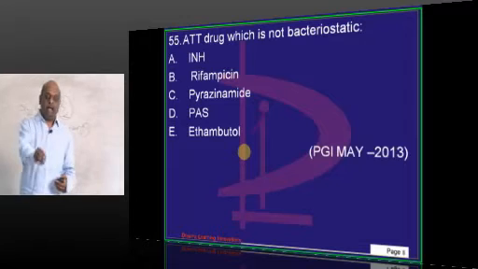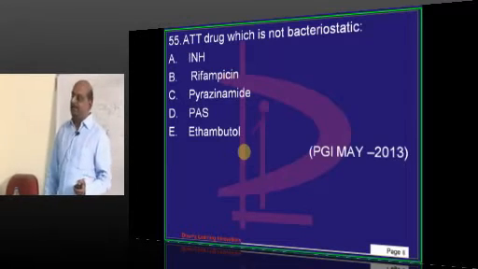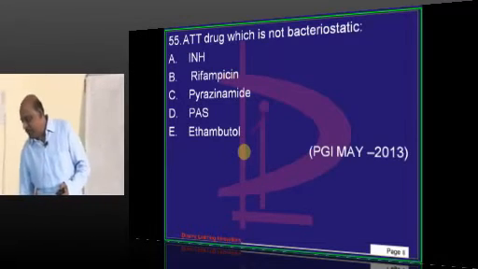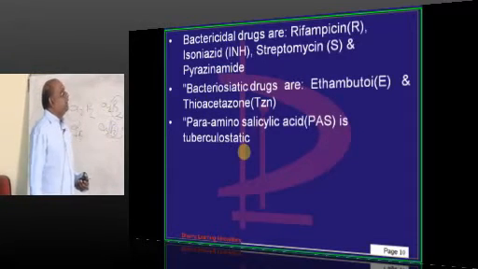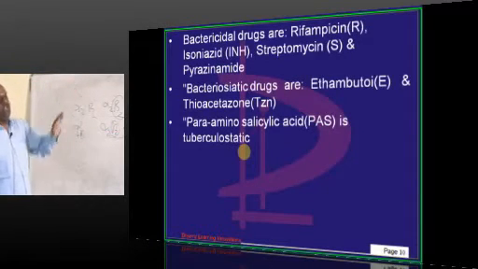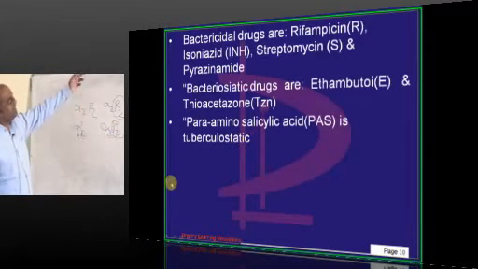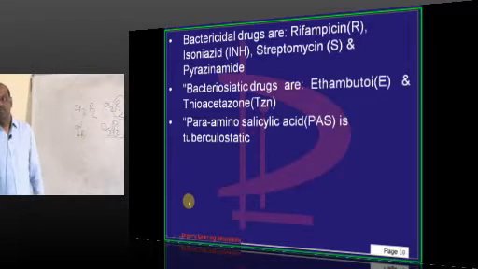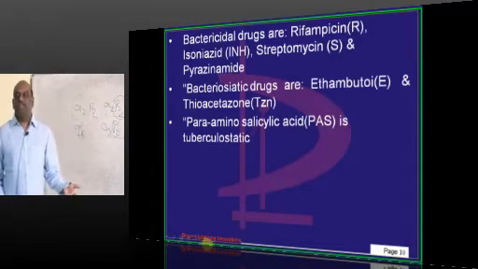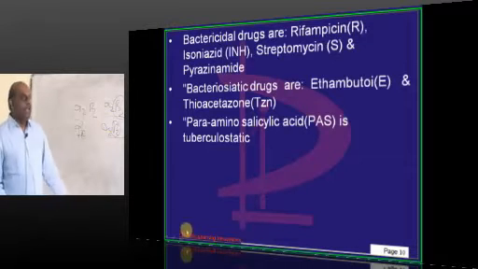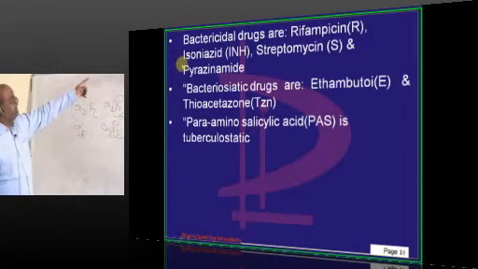Which ATT drugs are bacteriostatic and bactericidal is one of the very, very routine questions asked in the PGI Chandigarh. So rifampicin, isoniazid, streptomycin, pyrazinamide, they are all cidal. Cidal is killing. Rifampicin is Raja. Raja is known to kill. Right?